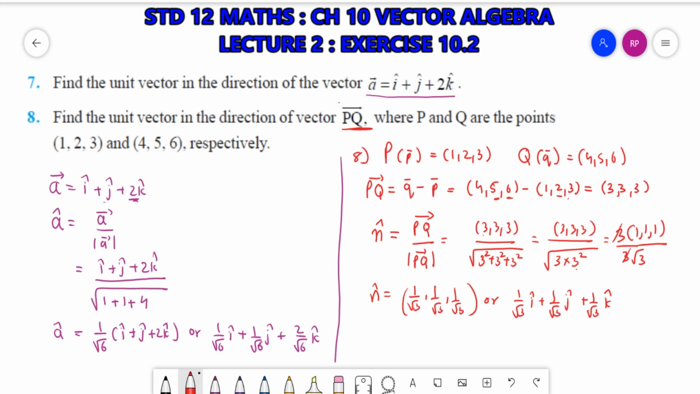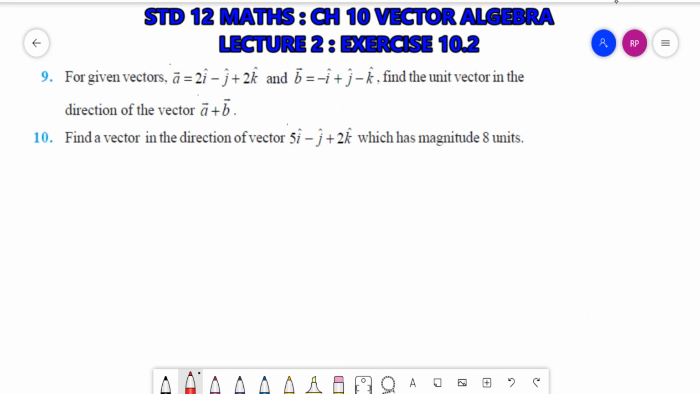Now let's move to the next questions. For given vectors A, that is 2i minus j plus 2k, I am representing it in a simple way: 2, minus 1, 2, the coefficients. And vector B, that is minus 1, 1, minus 1, means minus i plus j minus k. You have to find out the unit vector in the direction of A plus B. So first let's find A plus B. That will be equal to 2 plus minus 1, that is 1. Minus 1 plus 1, 0. And 2 plus minus 1, again that is 1. Okay. What I did: the x component, y component and z component. Okay. So this is vector A plus B.